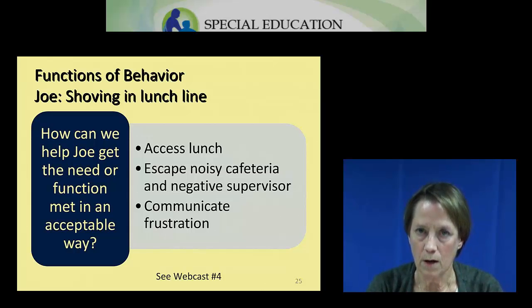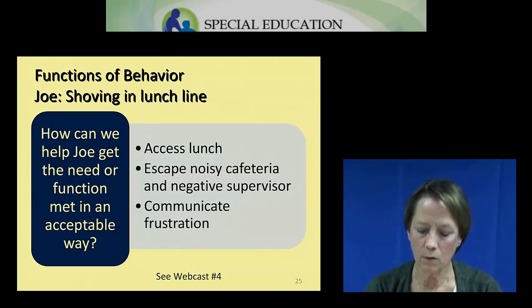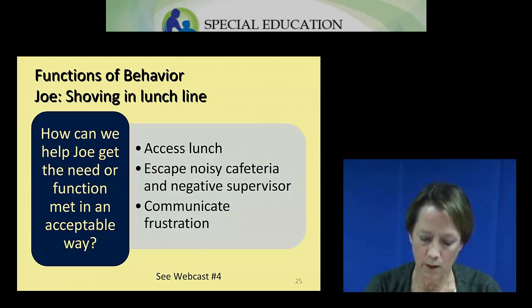We're going to think about how to help Joe meet this need based on his stage of recovery, because what we do might differ depending on how far we are out from Joe's injury. Very early in Joe's injury, we might let him access lunch by giving him lunch, maybe even in a quiet place. That also addresses function number 2. And we're not even going to put him in this complex and difficult environment for him.